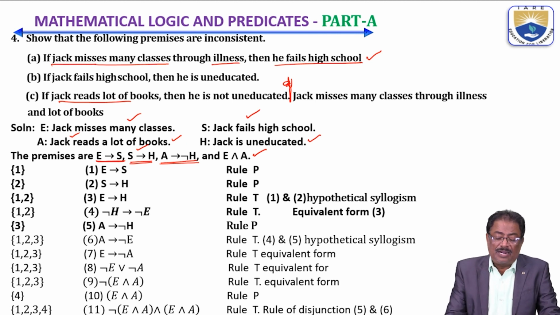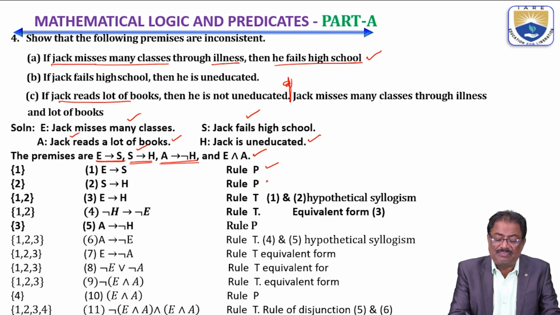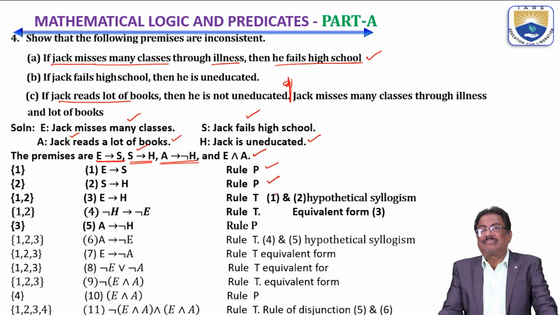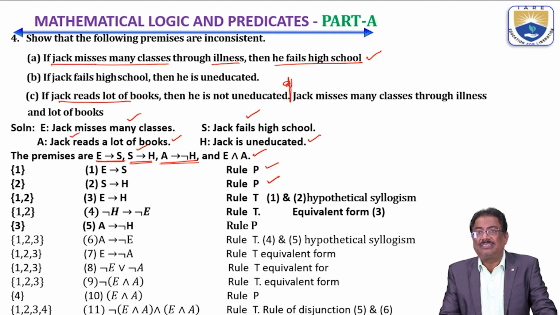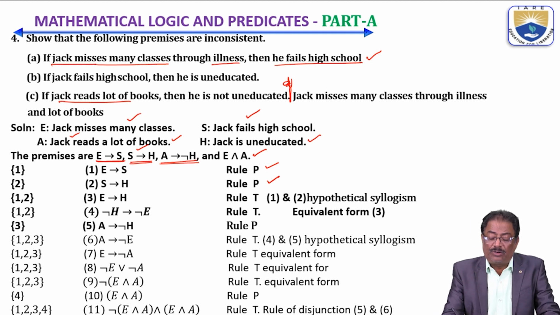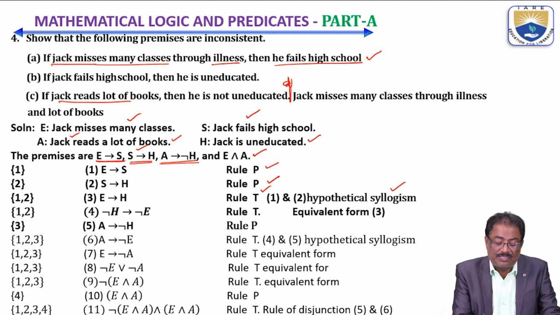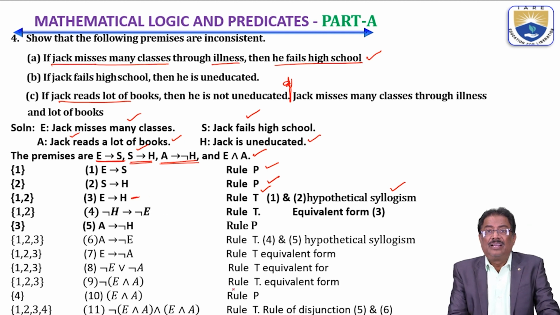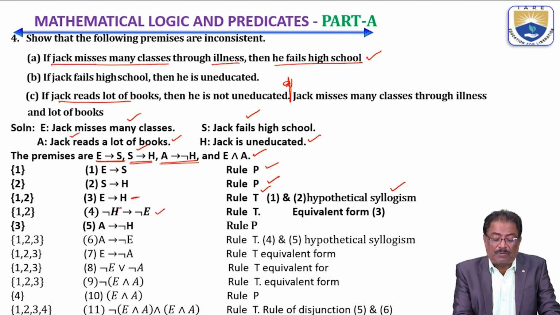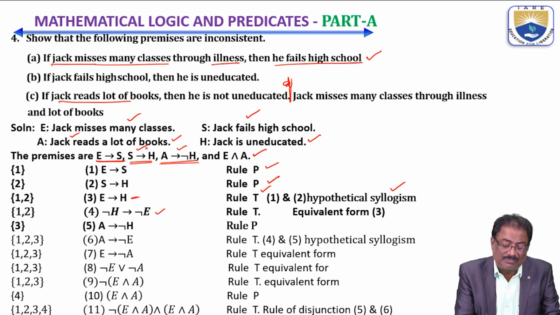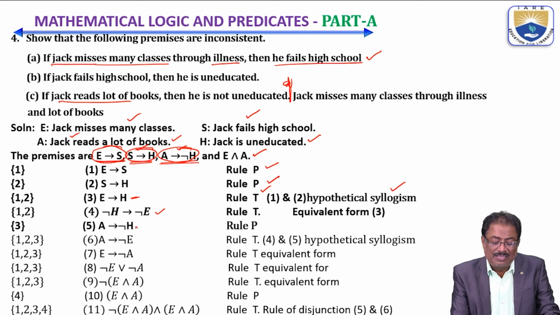So for that, this is the given one, and this is also given. So E to S is a given premise, and S to H is also a given premise. Then E to H, we are going to apply the rule of syllogism. Then we are going to get this. And the next one is negation of H. Then taking the contrapositive of 3, we have this. And then another premise, this we have to consider like this.